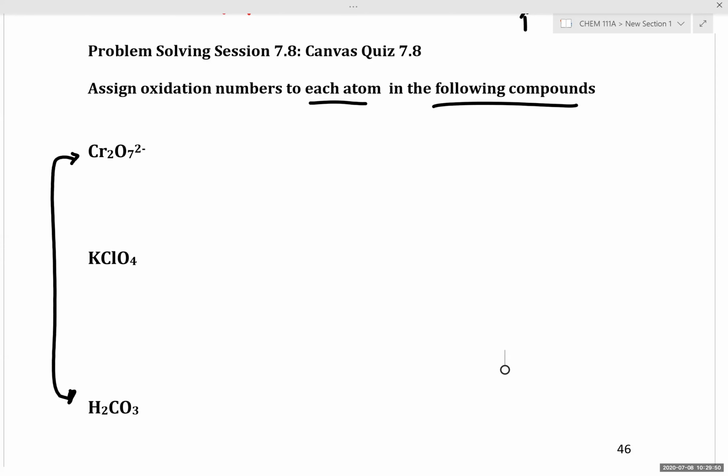And don't be shy to message me with your proposed responses, and we'll discuss in about another 3 to 4 minutes. I'd like to see a few responses in the chat, just so that way I know that everyone's comfortable assigning oxidation numbers.